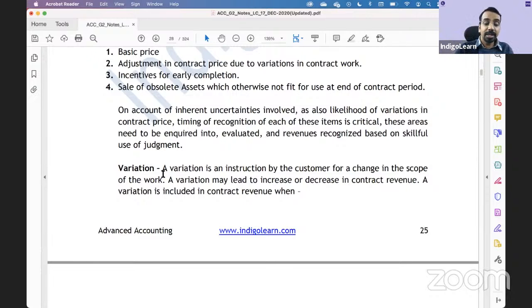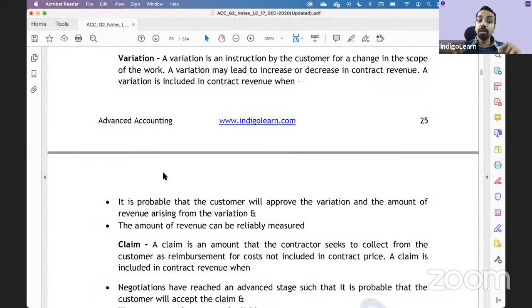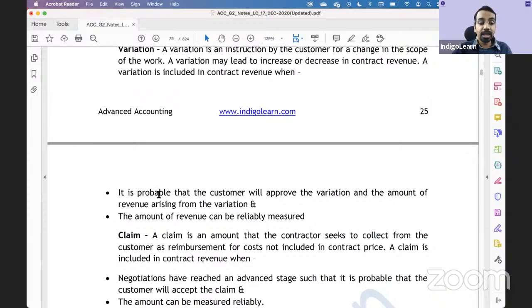Now, because there is a variation, there may be an increase in contract revenue or there may be a reduction in contract revenue, but that is subject to the condition that we have to check the probability that the customer will approve the variation and the amount of revenue arising from the variation, and you can measure the revenue reliably. So just because the customer said I want the change and the construction contractor has changed it, still you have to ensure that the customer will pay. There is a probability that the customer will pay and you can measure the revenue reliably, and in such cases you can add this to the contract revenue.